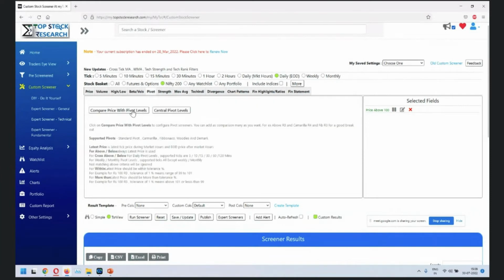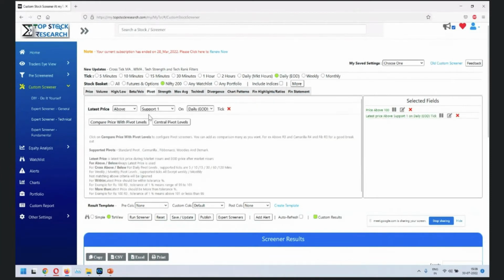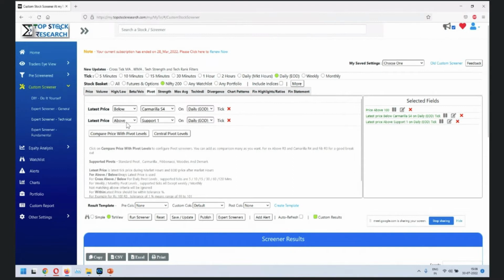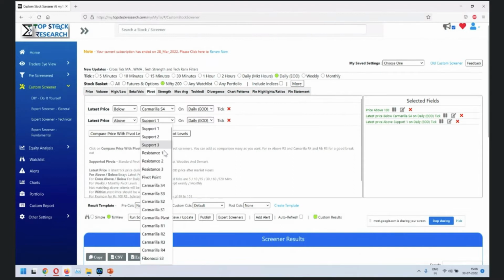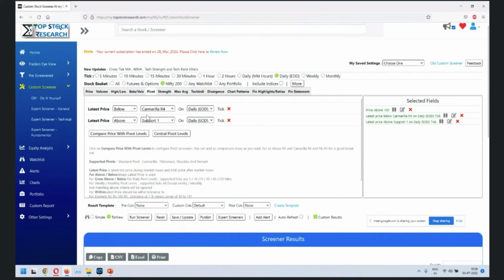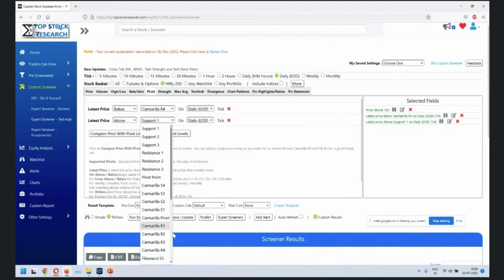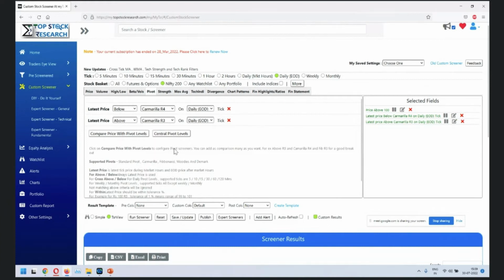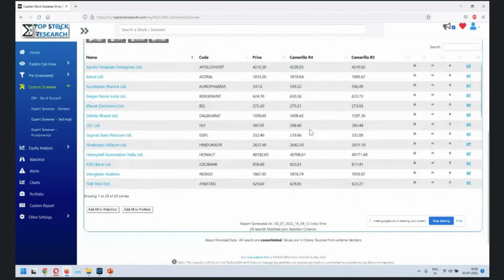In the pivot point, what we are trying to do is find the stocks which are between Camarilla 3 and 4, right? So the latest price is below R4 and above R3. Okay, R1, sorry, R1, right? Below R4 and above R3, right?